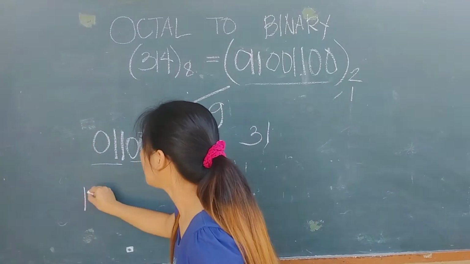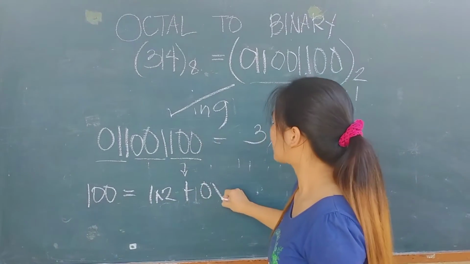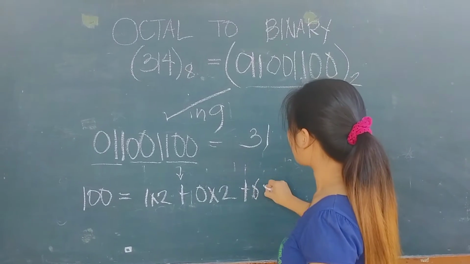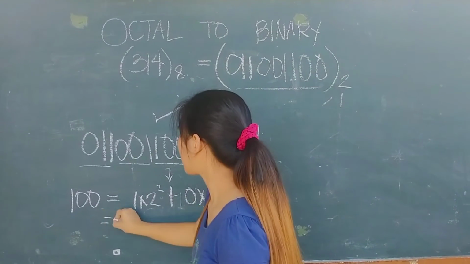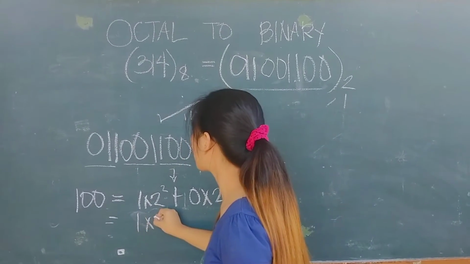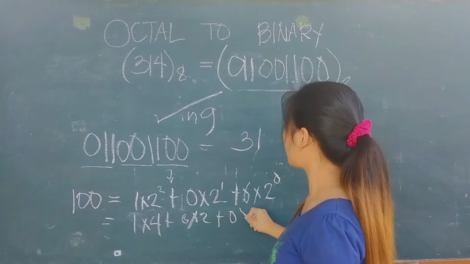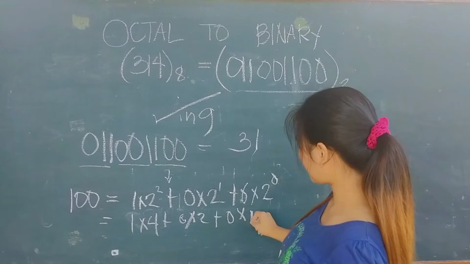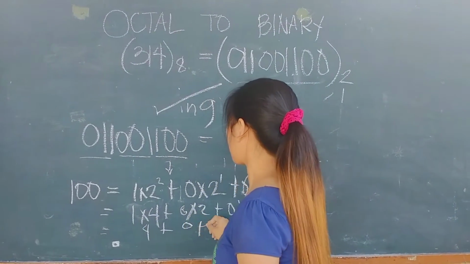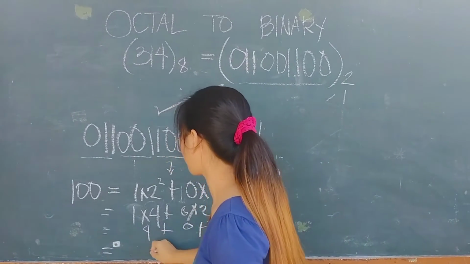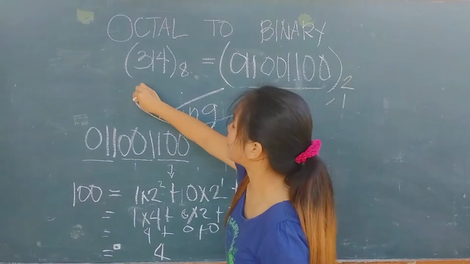Then 1, 0, 0 is equal to 1 times 2 plus 0 times 2 plus 0 times 2, and put an exponent 0, 1, 2: 1 times 4 plus 0 times 2 plus 0 times 1, which is equal to 4 plus 0 plus 0, and the equivalent is 4. So therefore, we got the answer, the given itself.